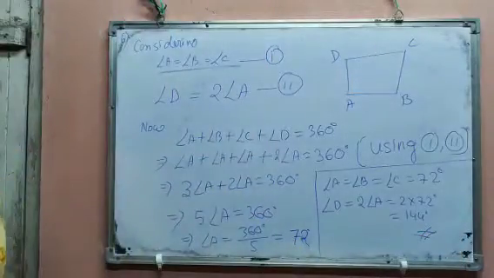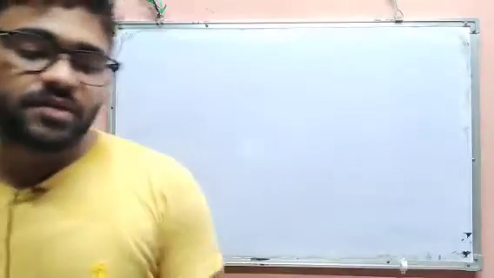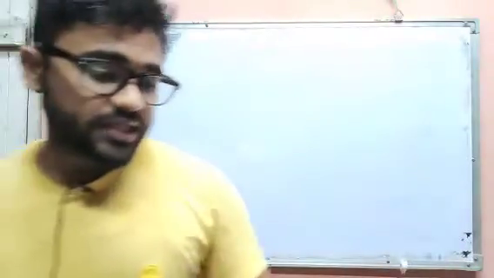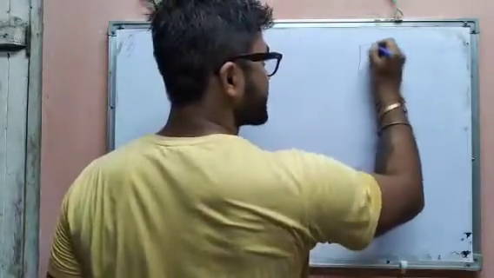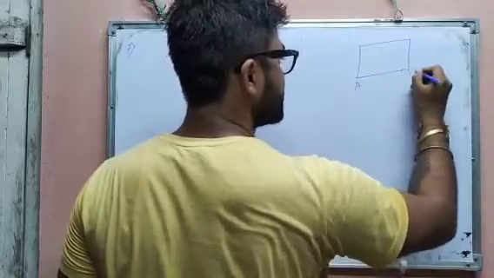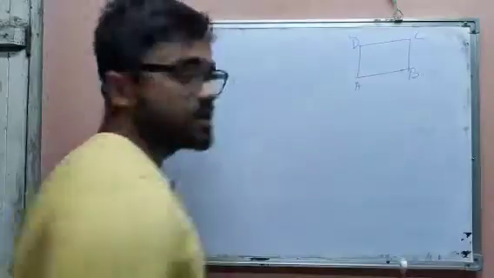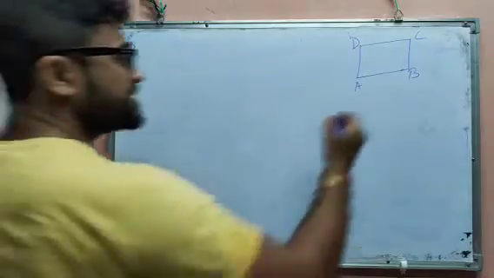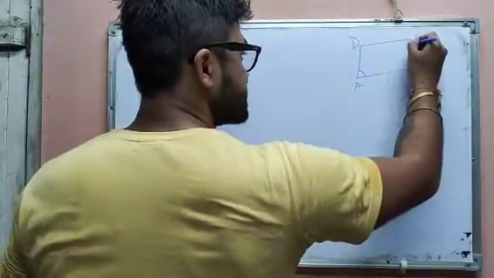Okay. So next, question number 7. What is given? We have given a quadrilateral. ABCD is a quadrilateral. Here it is mentioned that ABCD is a quadrilateral, and it is said angle A equal to angle C. That means first we need to draw the diagram. Say ABCD. A, B, C, D. Okay. Now what is said? ABCD is a quadrilateral where angle A equal to angle C. That means this angle A and this angle C are equal.